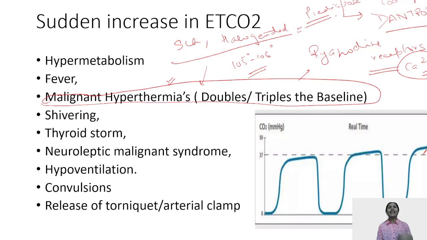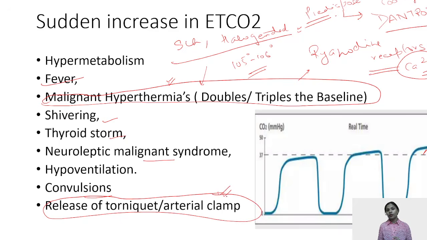So this is one of the conditions. Other conditions could be anything that is leading to hypermetabolism in the body, like fever. It will lead to increase in ETCO2, shivering, thyrotoxicosis, neuroleptic malignant syndrome, seizures or convulsions, and lastly, one more important thing, especially in the orthopedic case scenarios, is release of the tourniquet. When the tourniquet is released, there is a sudden increase in ETCO2 which can be observed. And lastly, one thing that you have to see is hypoventilation.